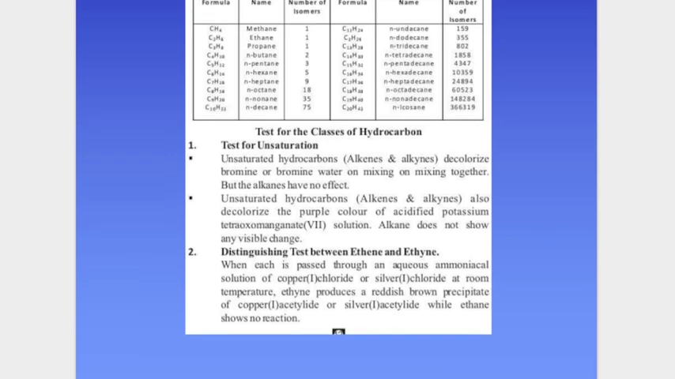Now, to distinguish between an ethene and an ethyne, what we are going to do is to pass it through an aqueous ammoniacal solution of copper(I) chloride or silver(I) chloride at room temperature. Ethyne produces a reddish brown precipitate of copper(I) acetylide or silver(I) acetylide, while ethene does not undergo this reaction.